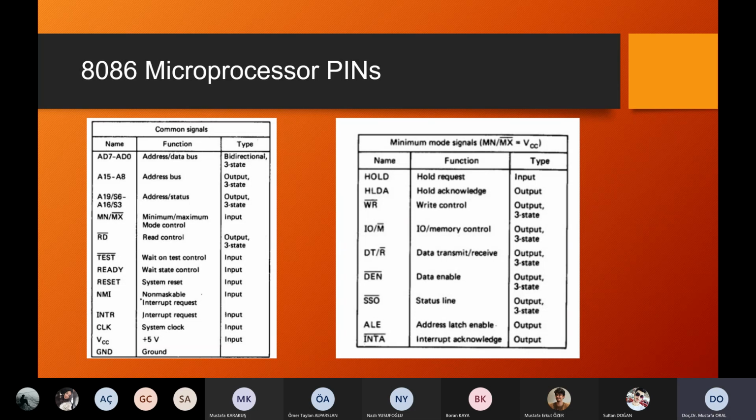As you know, whether the microprocessor is in minimum mode or maximum mode, we always need address information. So AD0 till AD7, address data bus.